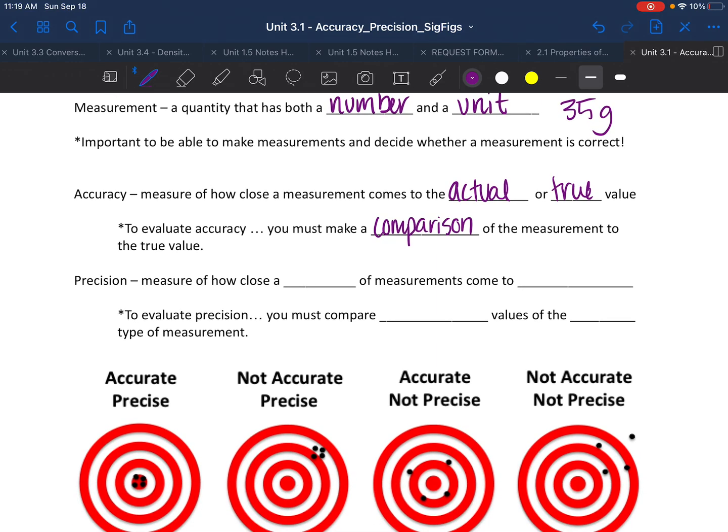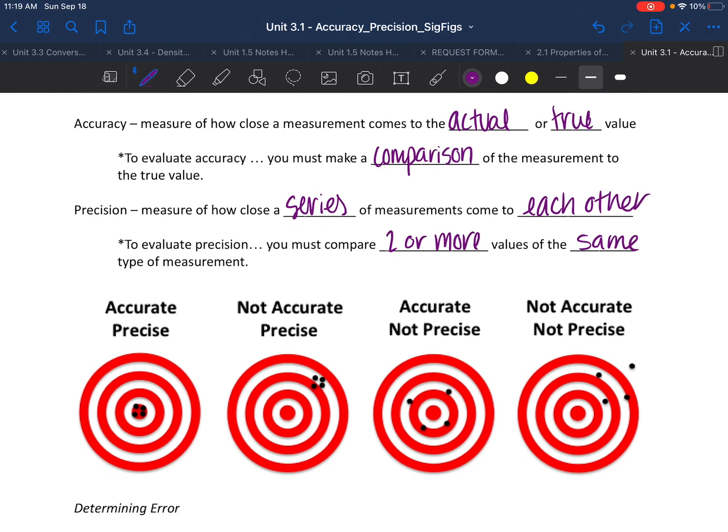As for precision, this is a measure of how close a series of measurements are to each other. And so the way we do that is you have to have at least two or more values of the same type in order to see if you're precise or not.